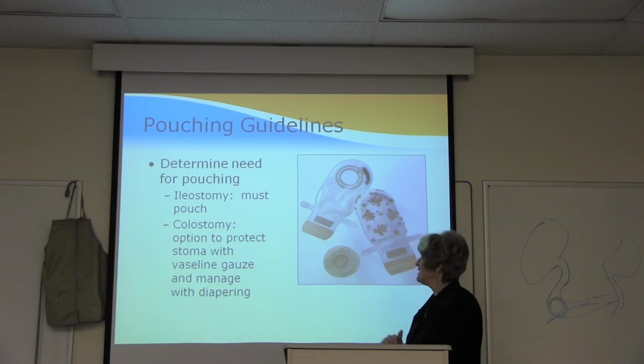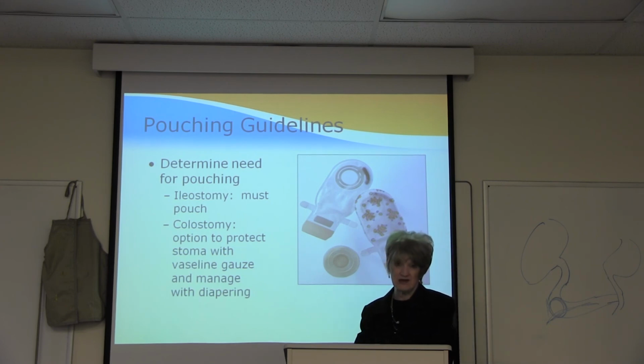Now with a colostomy, the parents actually have a choice. They can pouch, or they can use a little bit of Vaseline gauze or Xeroform gauze to protect the stoma, and they can just diaper the baby. Put zinc oxide around the stoma if they want to. Most parents pouch, but there is the option not to pouch. So just be aware of that. If you have a left-sided colostomy, pouching is optional. And of course, with the urinary diversion, as we'll cover in a later class, we do not routinely pouch.